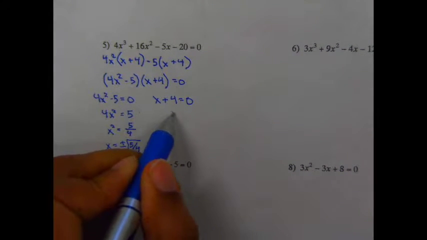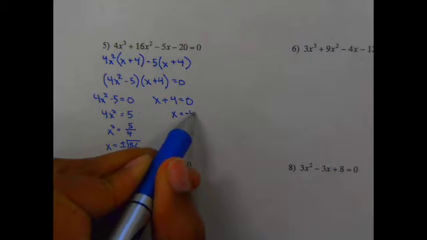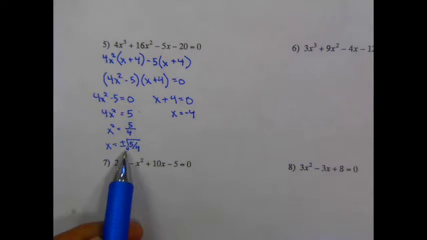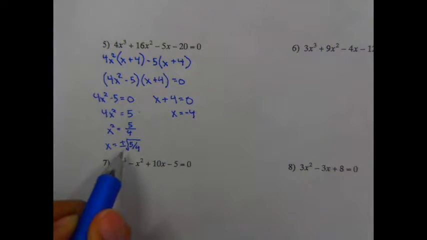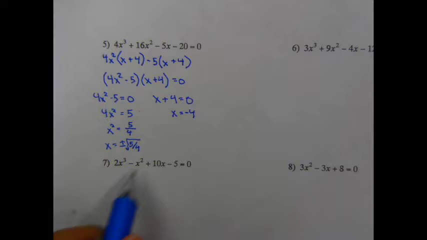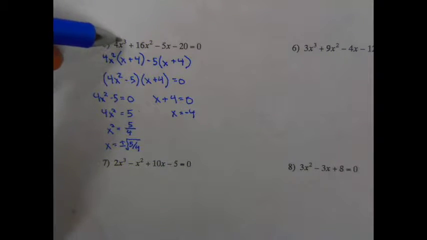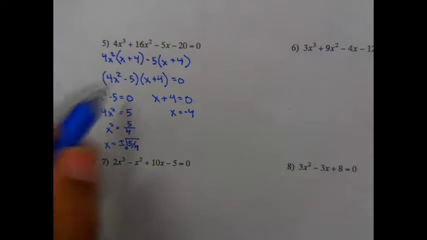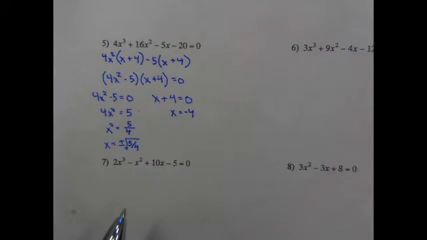Now move the 4 over, and so we have x also equals negative 4. Please notice that we have 3 answers here. We have positive square root of 5 over 4, negative square root of 5 over 4, and negative 4. That's 3 answers. And I can see that the degree of this polynomial here is 3. So 3 answers when the degree is 3 here.